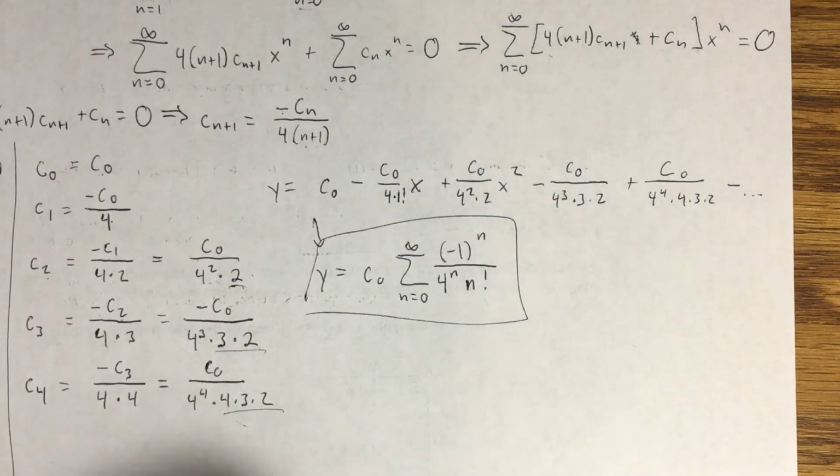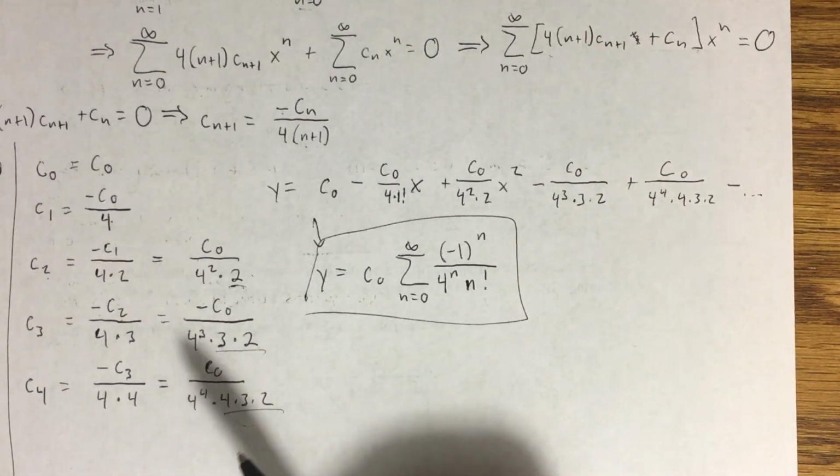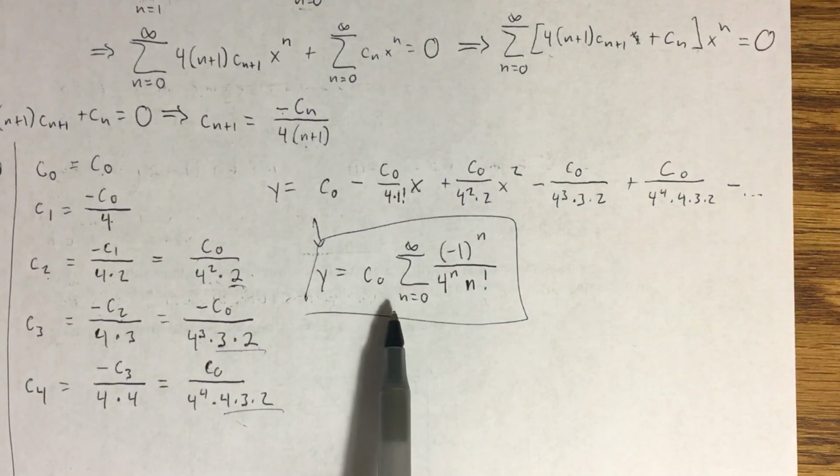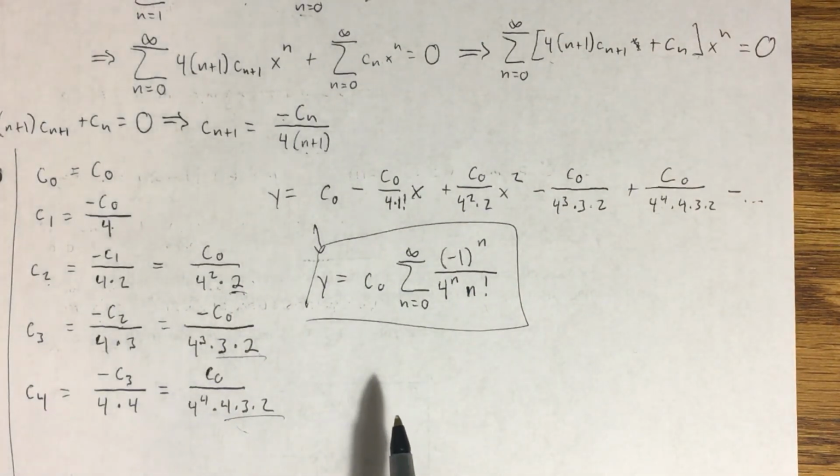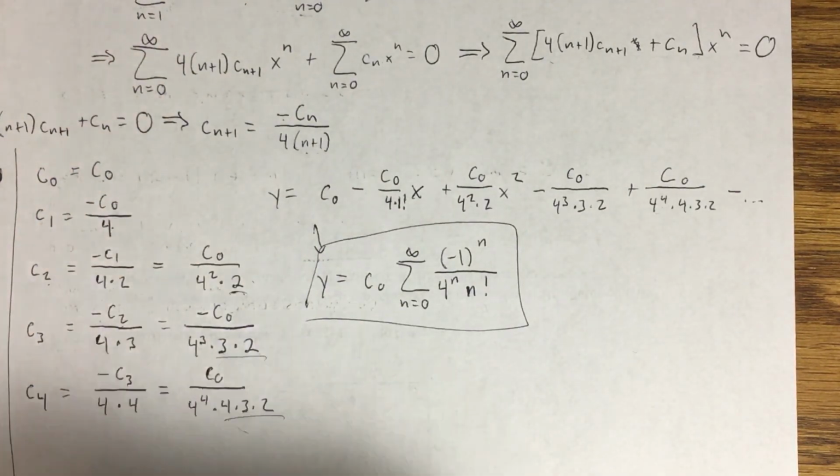Then, if this were an IVP, I could use my initial conditions to plug into the series here and try to solve for c naught. But we're not worried about that in this case. Okay, so that's going to wrap it up for 6.1.